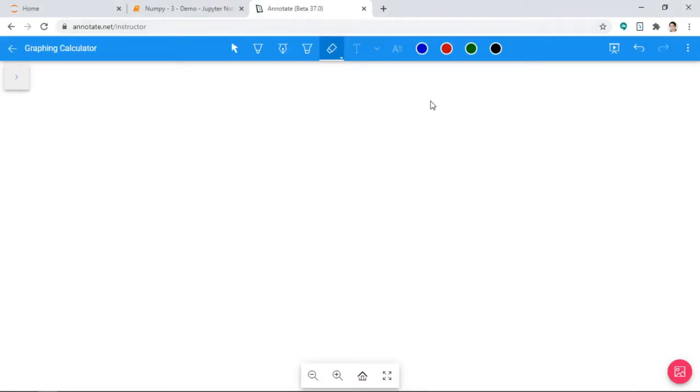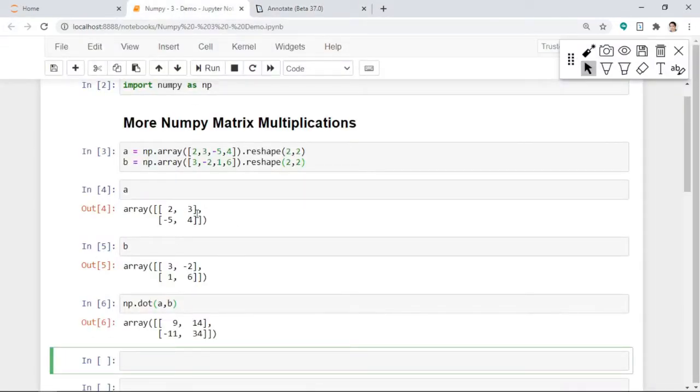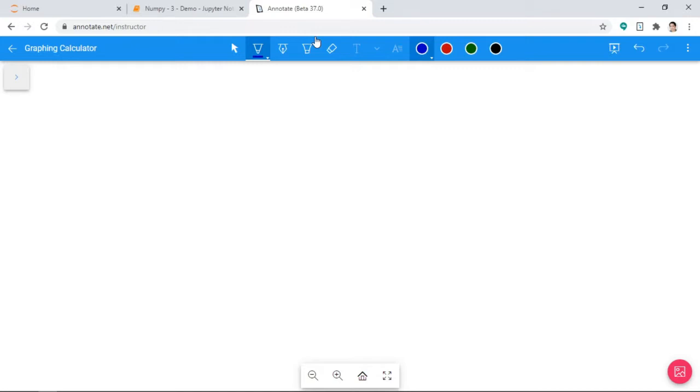If you want to have this one, this is a free tool. You only have to register. So for example, again, we have 2, 3, -5, 4, 3, -2, 1, 6. Let's compute this in another tab. Okay, I will choose the red color first. We have this matrix. Sorry for the bad handwriting, I'm not much of a calligrapher.